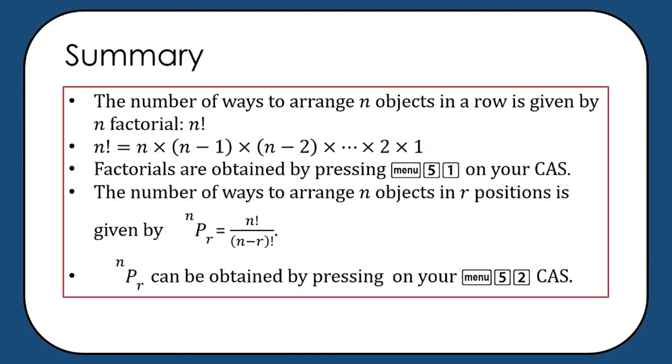Okay, so in summary, the number of ways to arrange n objects in a row is given by n factorial, where n factorial is n times n minus 1 times n minus 2, multiplying all the integers down to 1. Factorials are obtained with your CAS by pressing menu 5.1. The number of ways to arrange n objects in r positions is given by nPr, which is n factorial over n minus r factorial, and nPr can be obtained by pressing menu 5.2 on your CAS.